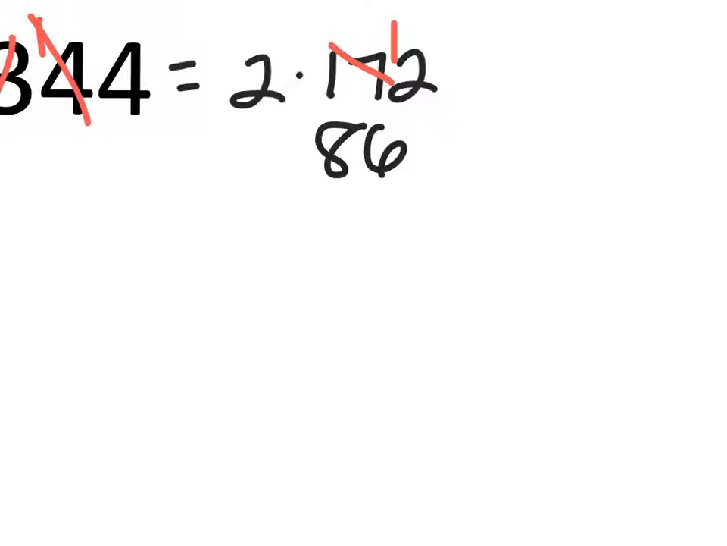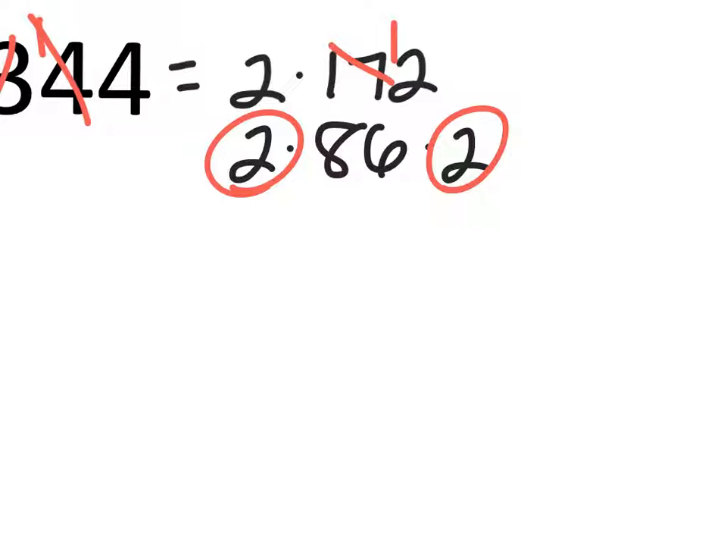Okay? So now I've got 2, the original 2, and then I just split 172 into 86 times 2. So far so good. So now 2 is prime, 2 is prime. I just need to keep breaking this one down. I can break that one down again because it ends in a 6, so I can take half of 86.